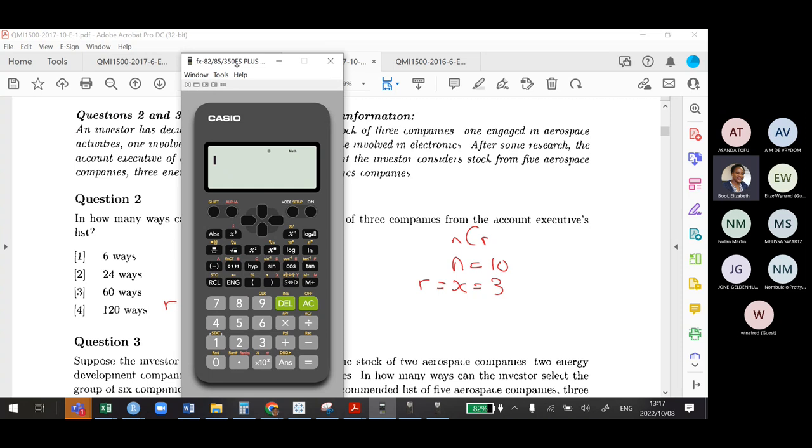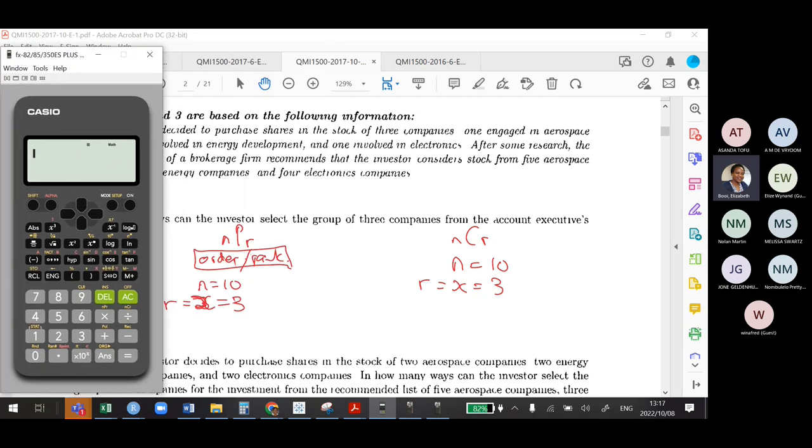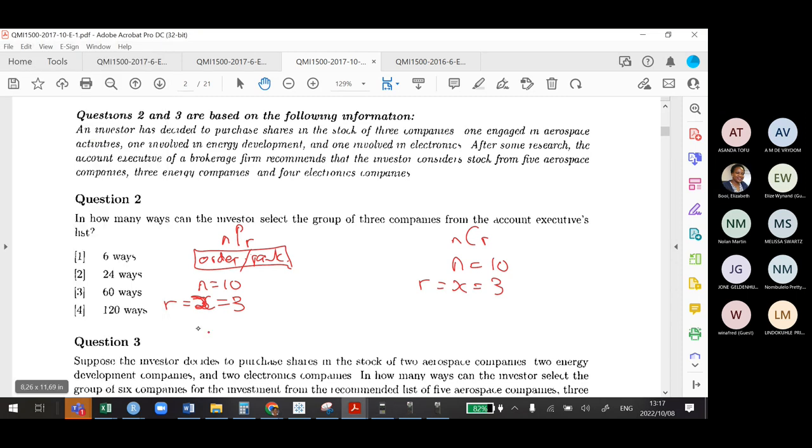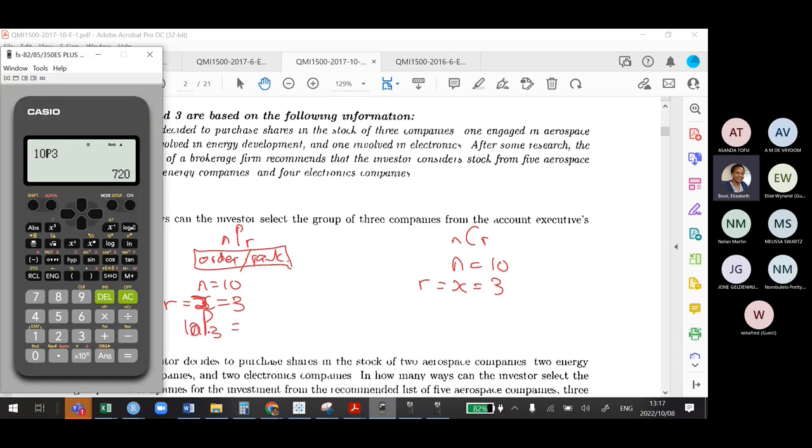On your calculators, we can start with the Casio one. Let's calculate permutation. You first need to put in the 10, the bigger number first. Because it's written in orange, we press second function and then the multiplication. Then it gives us the P, and then we put the smaller value, so 10P3. You press equal, and the answer is 720.